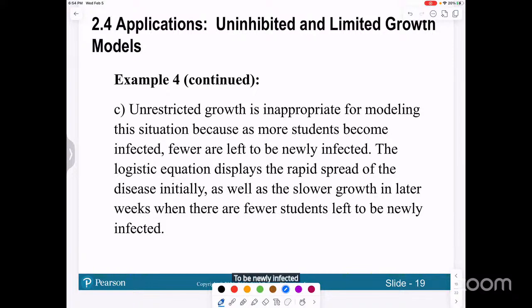So this is interesting, this little model or whatever. So just do the best you can.